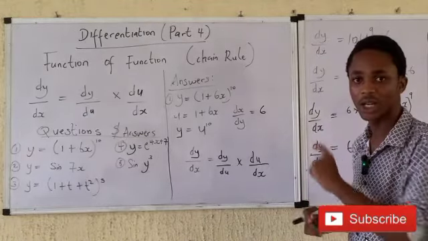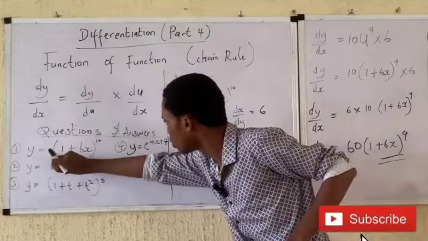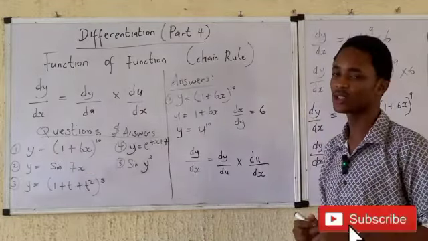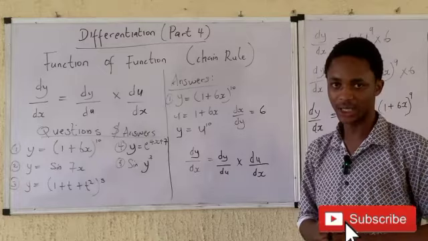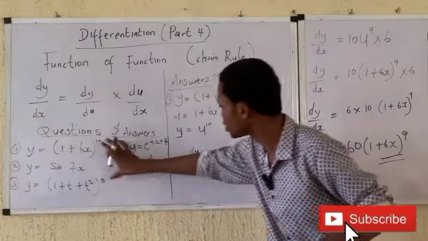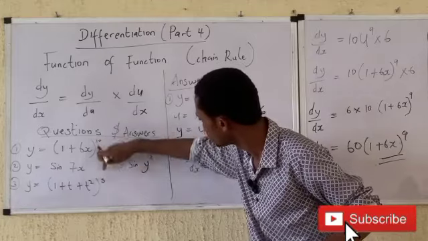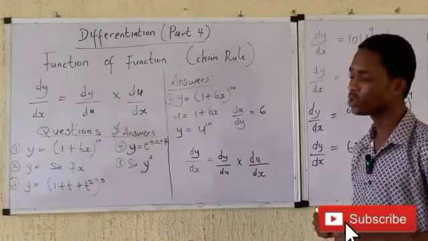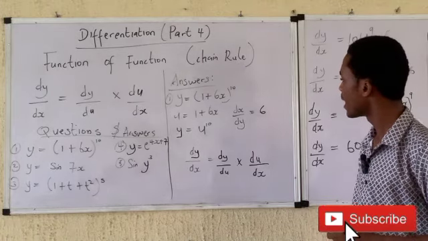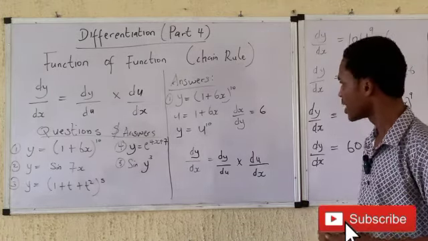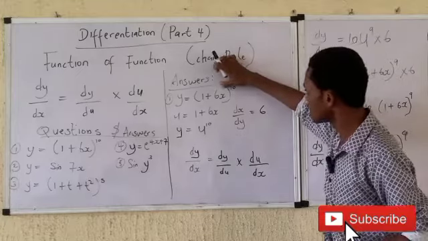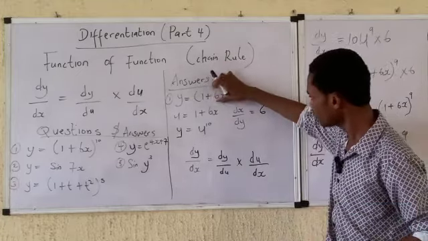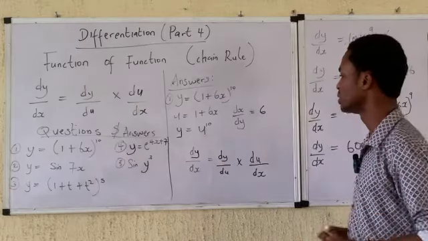Now, the first question displayed on the board is question 1: y equals (1 plus 6x) raised to the power of 10. We're going to solve questions 1, 2, 3, 4, 5 for better understanding, so I pray that you pay close attention as I solve. Question 1: y equals (1 plus 6x) raised to the power of 10.